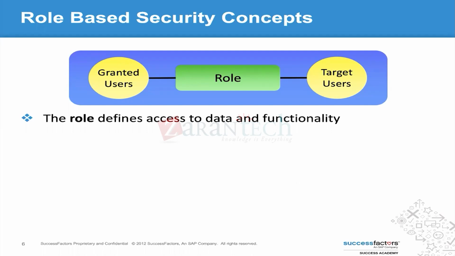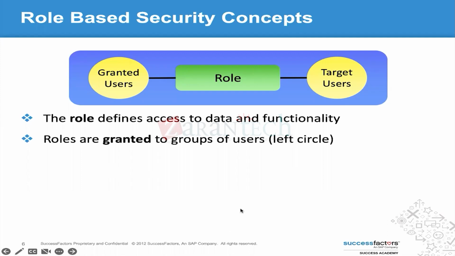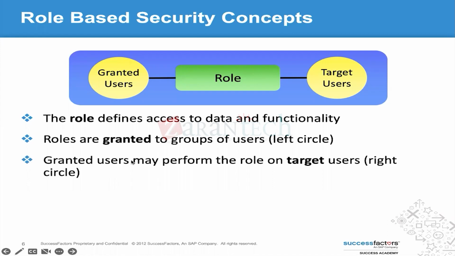And the left-hand side group is the granting group, where all the people to whom this role is being granted will be present. On the right-hand side are the target users. Once the granted users get this role, the users on whom they can perform that role are the target users.